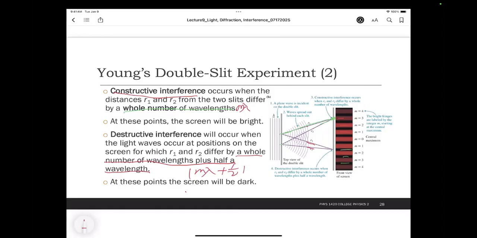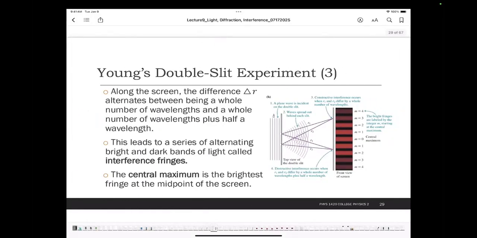Similar thing. Along the screen, this is a view of the screen. The difference, delta R, alternates between being a whole number of wavelengths and a whole number of wavelengths plus half a wavelength. Here it is a whole number of wavelengths, here it is whole plus half, here whole number plus half. You can see.